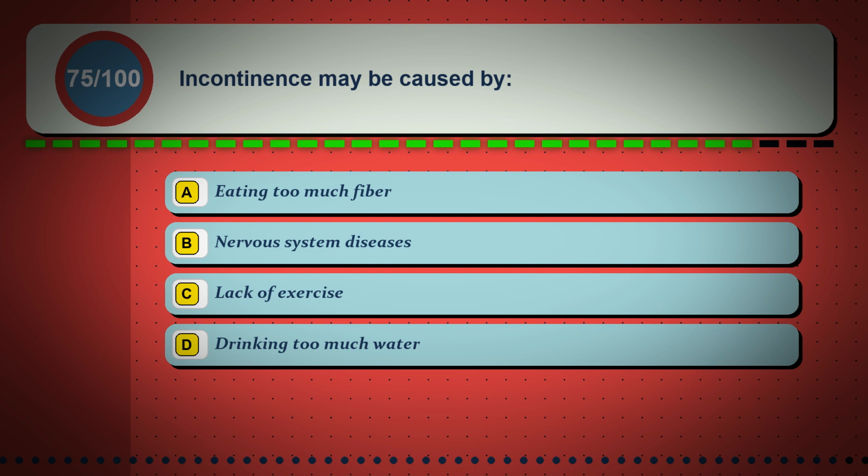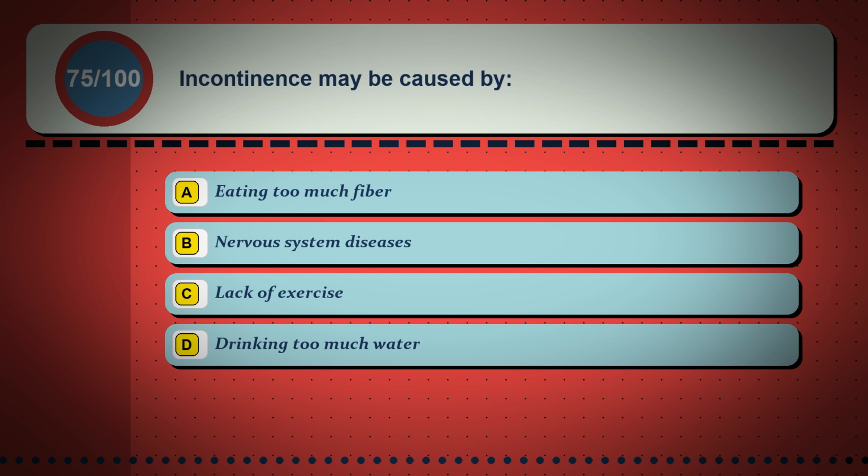Question 75. Incontinence may be caused by: Option A, eating too much fiber. Option B, nervous system diseases. Option C, lack of exercise. Option D, drinking too much water.